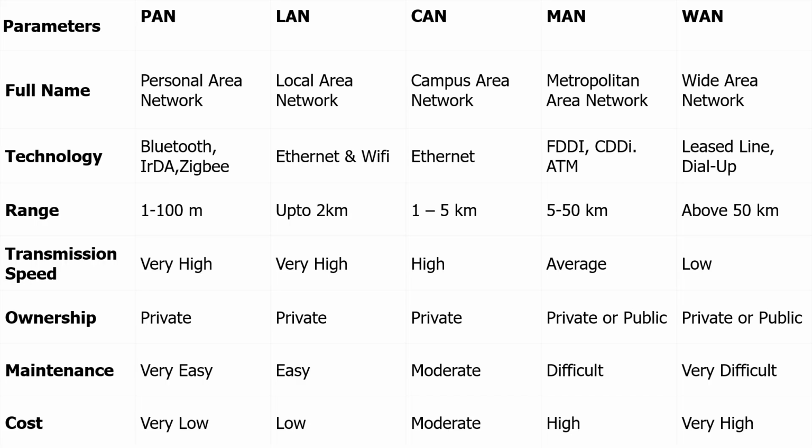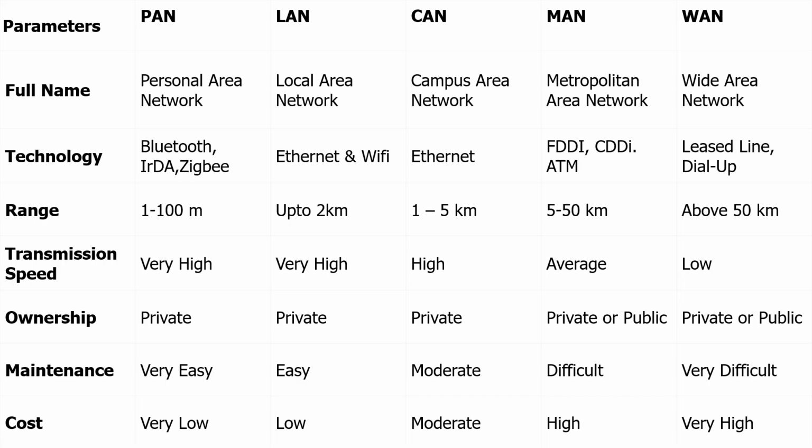This table shows the differences between PAN, LAN, CAN, MAN, WAN, that is personal area network, local area network, campus area network, metropolitan area network, and wide area network. First the abbreviation, then the technology used to transmit the data from one computer to another, the range covered by each network, and the speed. Since the PAN is very small in range, the speed is very high compared to the LAN, and LAN is very high compared to CAN. CAN is high compared to MAN. MAN speed is average, and WAN covers all over the world, so it is low.